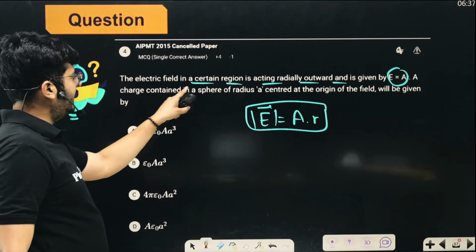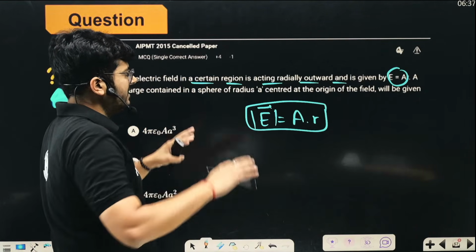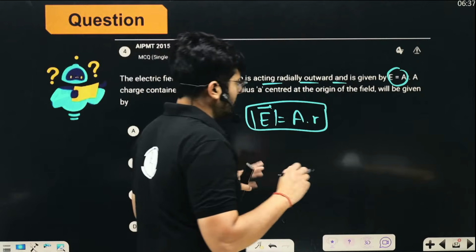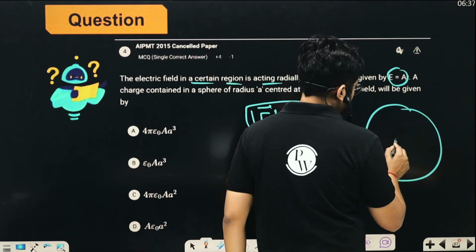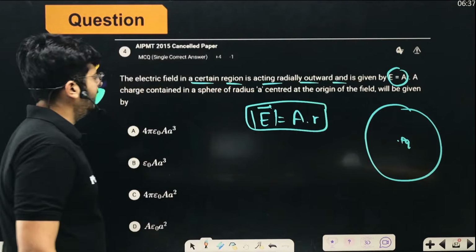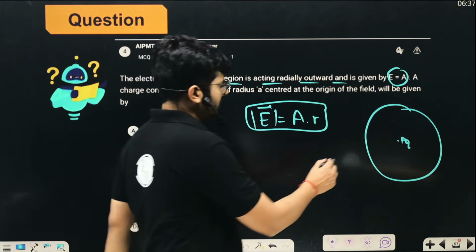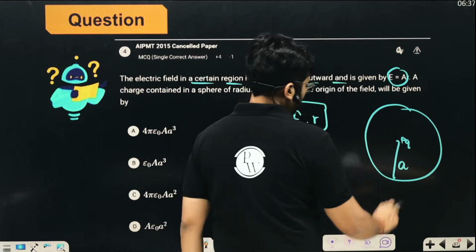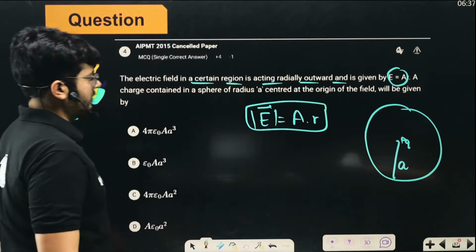A charge contained in a sphere of radius a is centered at the origin of that region. So in this region, a charge Q is centered. The radius of this sphere is a.